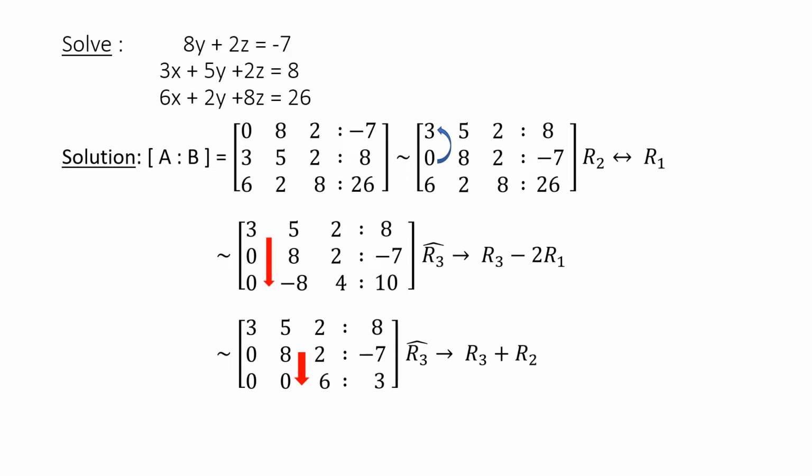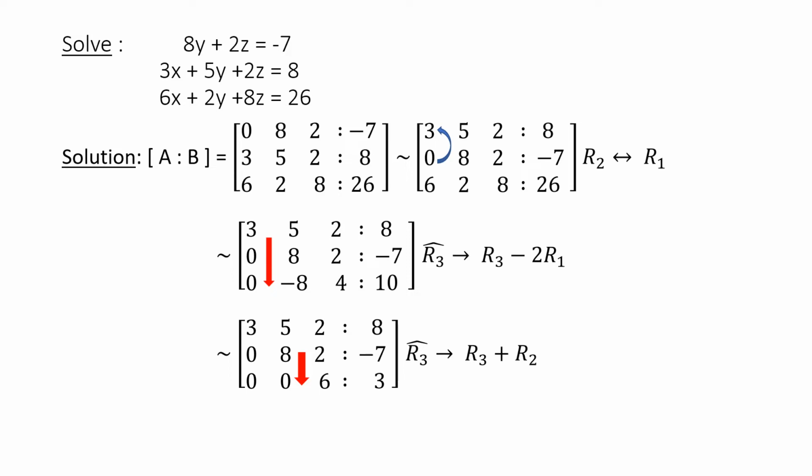And then the first element is non-zero now. You have to make all the terms below that as 0. Second row already the first element is 0. The third element is 6. You have to make that term 0 using row 1. So new row 3 is row 3 minus 2 into row 1. Apply that row transformation, you will get the last row as 0, minus 8, 4 and 10.